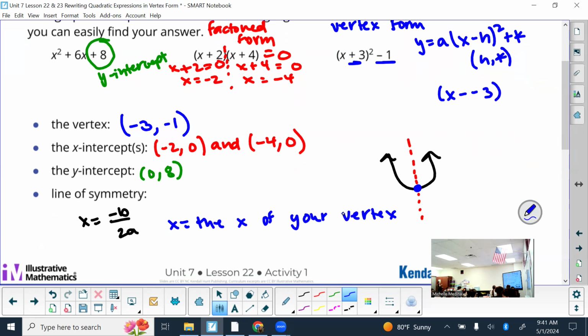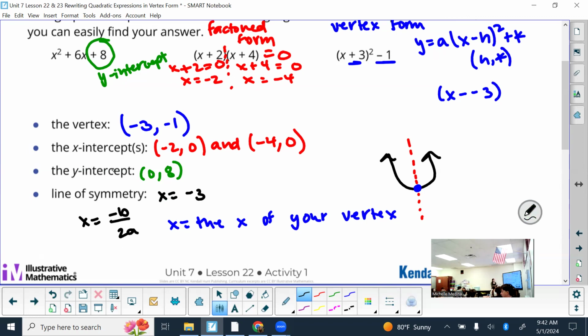So in vertex form, where you can clearly see the vertex, my line of symmetry is just x equals the x of my vertex, which we said was -3. That's probably the simpler way of thinking of it. Line of symmetry is x equals the x of your vertex. But this is how you actually calculate it.